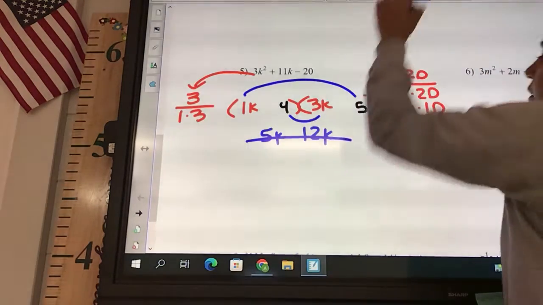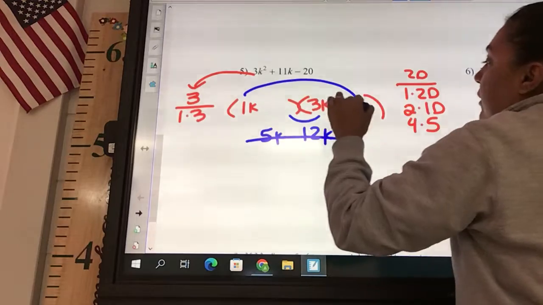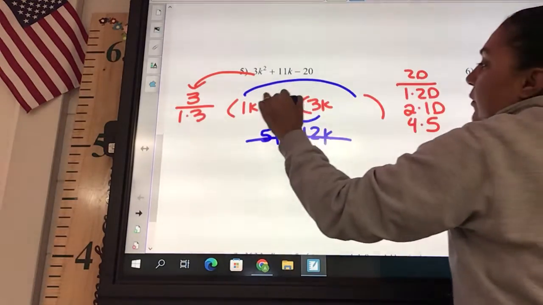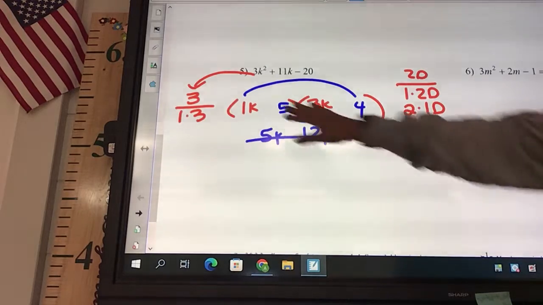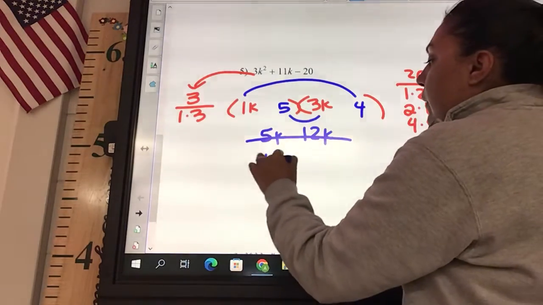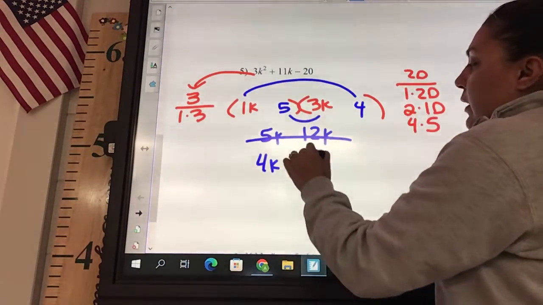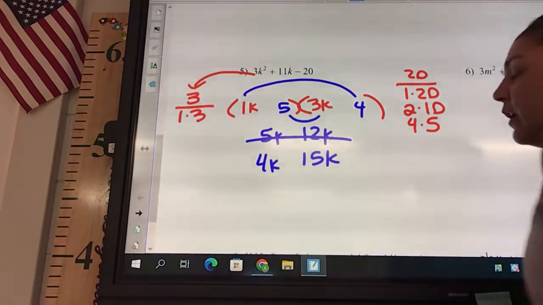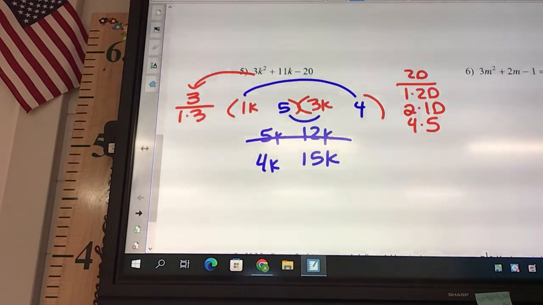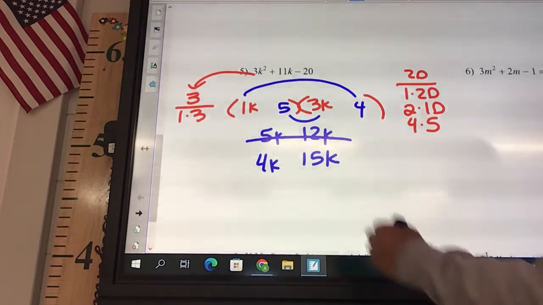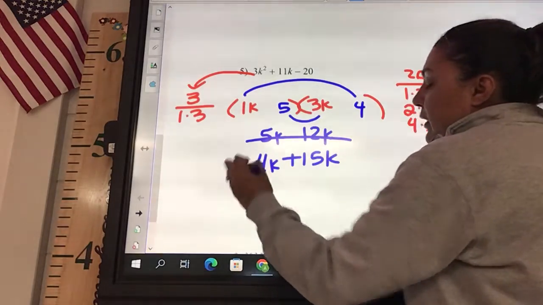So you're going to flip-flop this 4 and 5. So you're going to say 5, then 4. Check the outer: 1 times 4 is 4. 5 times 3 is 15K. Would a 4 and a 15 ever give me an 11? Yes, so I'm going to have a positive 15 and a minus 4.